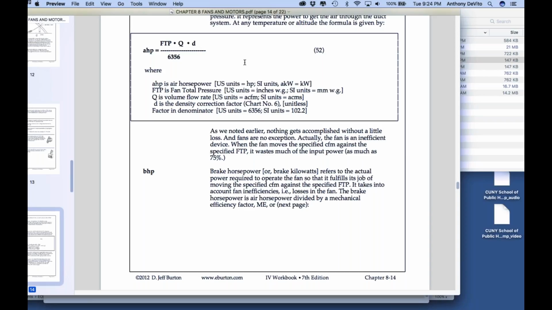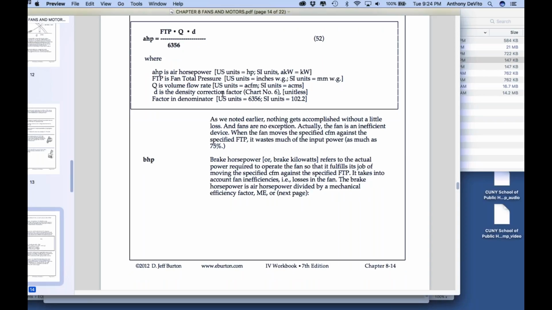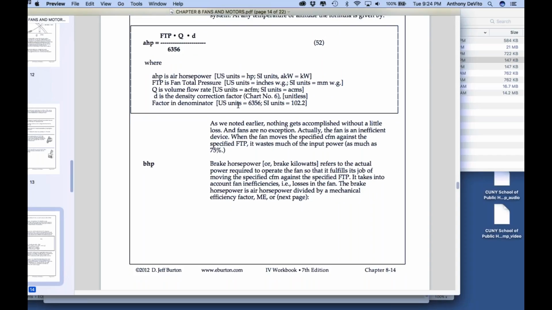Okay, so that's as simple as you get. So for instance, if the fan total pressure is 6 inches, and I'm moving 1,000 cubic feet per minute, that's 1,000 times 6 is 6,000, divided by 6356 is roughly 1 horsepower. But that's only what you need to overcome the losses.